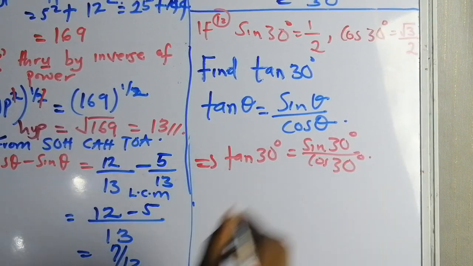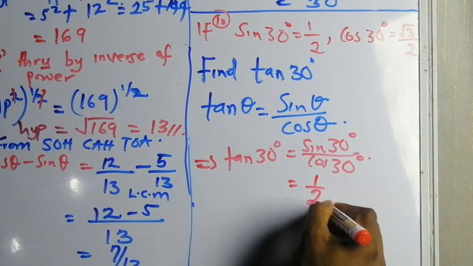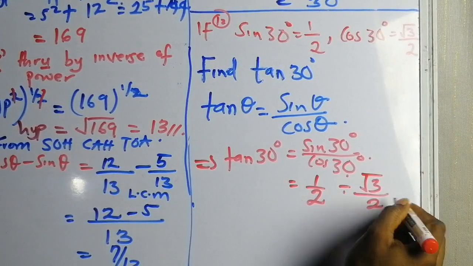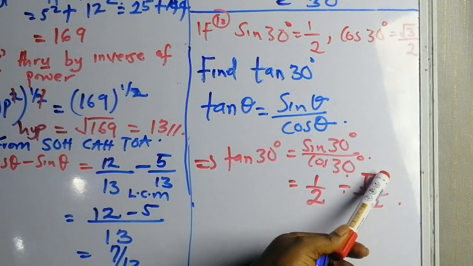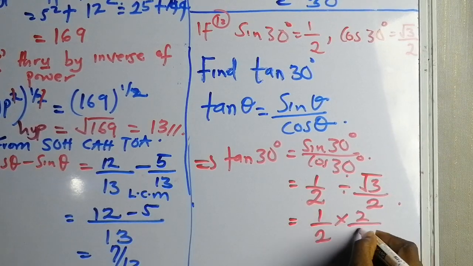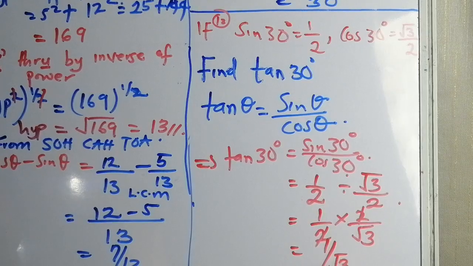So what is sine 30 degrees? They're giving you sine 30 degrees is a half, divided by cos 30 degrees, which is root 3 over 2. I've told you, anything on the right hand side is the owner of the sign. Who is the owner of this division? Root 3 over 2. So I want to change it to multiplication. It means the denominator will go up, the numerator will come down. So half times 2 over root 3. We cancel 2, then you have 1 over root 3.